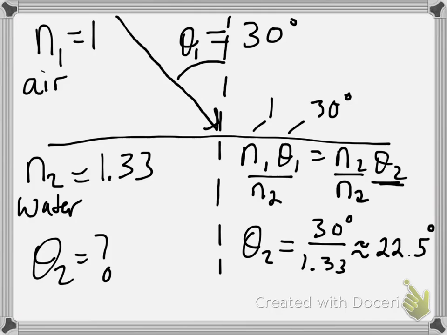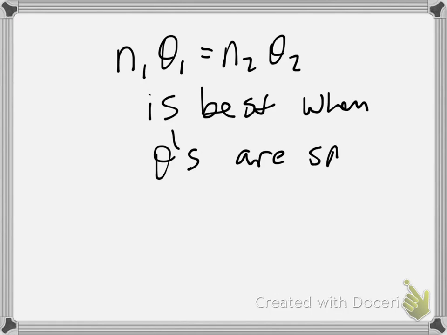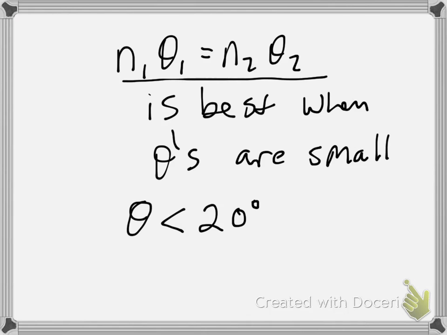One caveat is that this formula is best when the thetas are small. It works best, all right? As theta gets bigger, then we have to introduce some correction into the formula. But when theta is fairly small, it works really well when theta is smaller than about 20 degrees or so. All right, when theta 1 is less than 20 degrees or so.